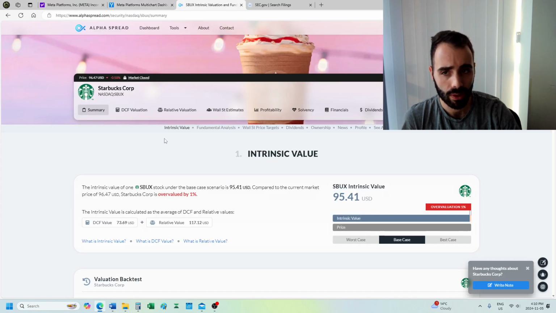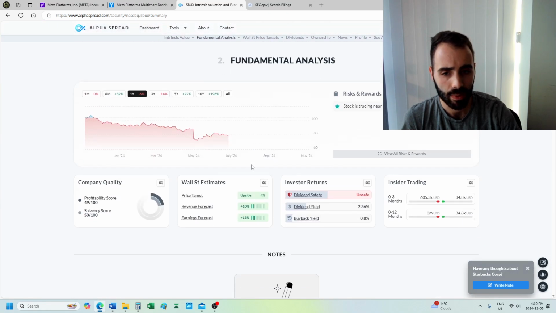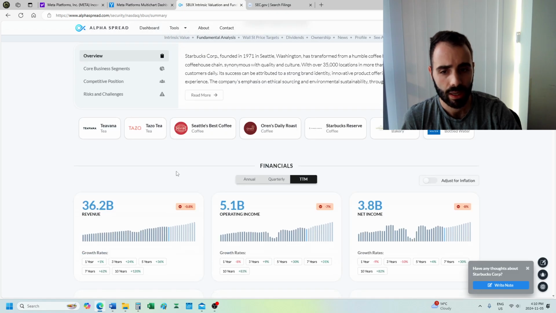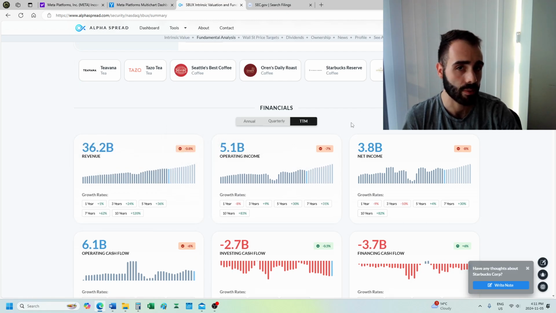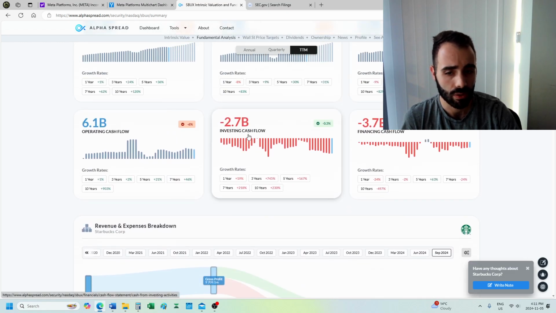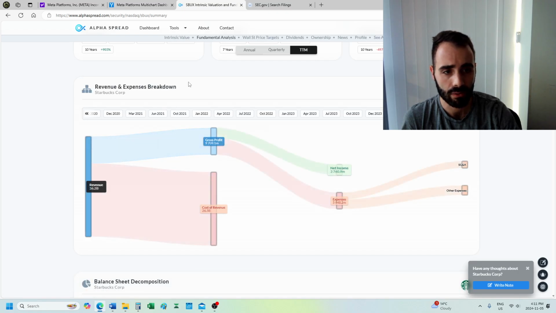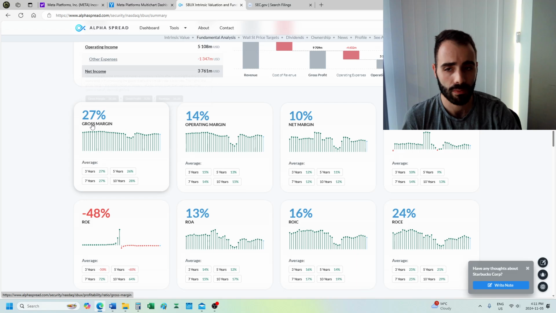The next resource that I really like is AlphaSpread. Again, it's a paid subscription. The thing that I really like about it is the fact that I'm able to see the most important metrics from this perspective, where I can see them going back now 10 years, and I can see where the revenues have dipped, where the net income has dipped, where the cash flow has gone down, and then also you have this breakdown when you scroll down in terms of where their money is going, what they're spending money on, and then it gives you some other metrics as well.